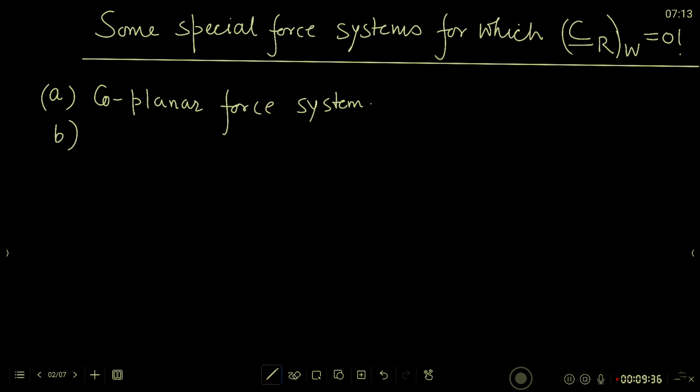And then there is a type of force system which we will call a parallel force system, for which we will have CRW as 0.